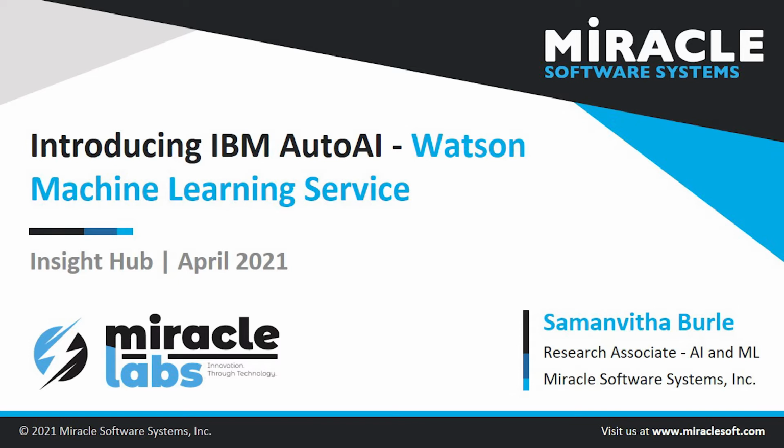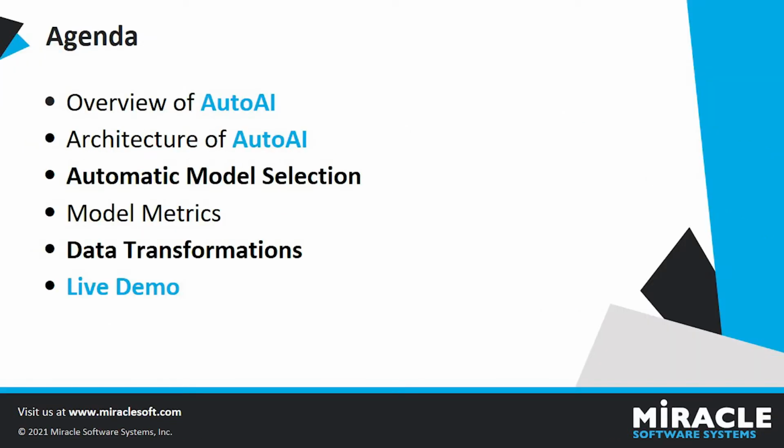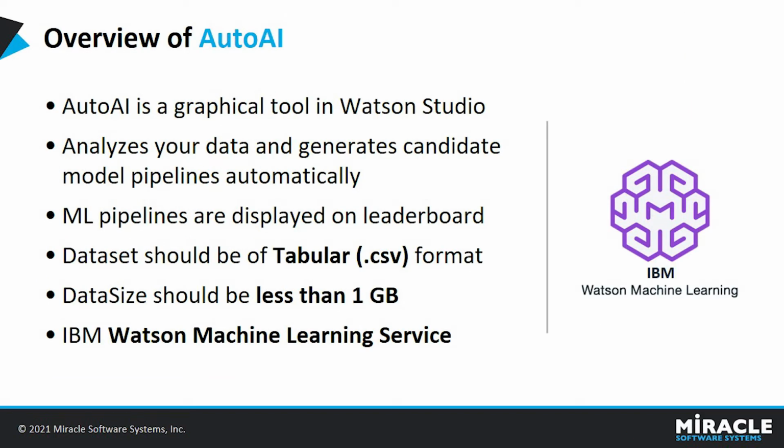So today we'll be discussing IBM Auto AI, which is a Watson Machine Learning service. Our agenda for today is overview of Auto AI, architecture of Auto AI, automatic model selection, model metrics, data transformations, and then followed by a live demo. So let's get started with the overview of Auto AI.